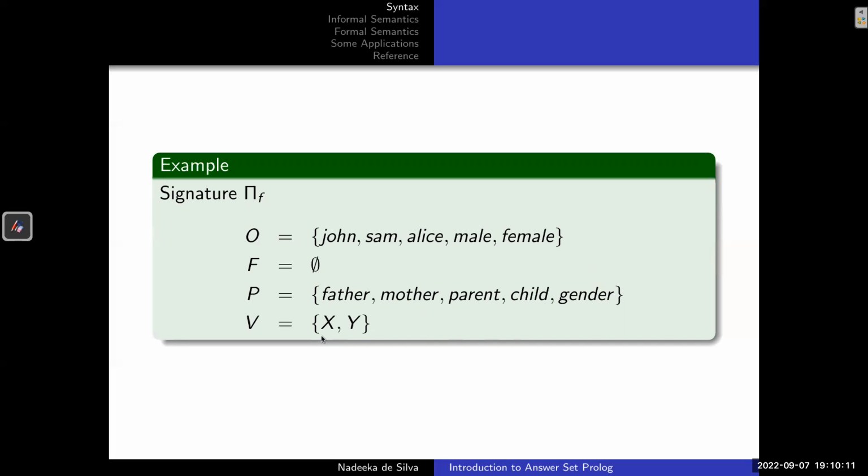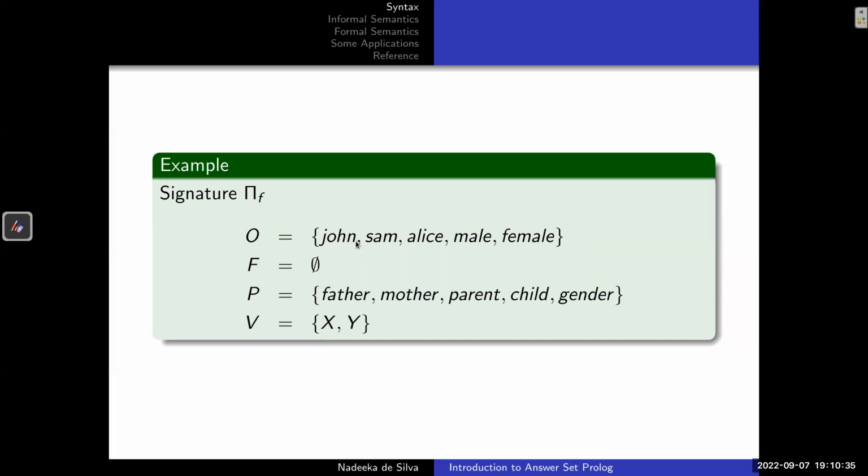Then we have variables in ASP. We use capital letters to represent variables. So here we have 2 variables. Currently the function set is empty. I will give an example of a function later.